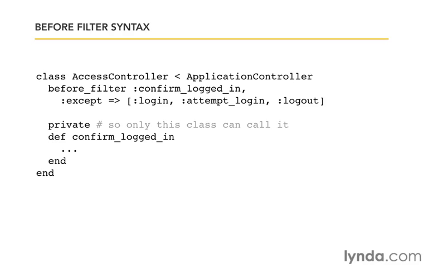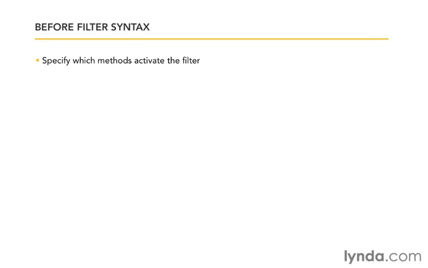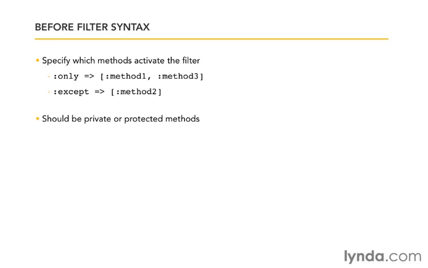It doesn't make a difference which way you declare it. Notice also that I'm making use of Ruby's private to make all the methods that are below private so that only this class can call them. That's especially important to do in our controllers because otherwise this becomes an action that the user could access from the URL of their browser, and we don't want that. This is just a method that we'll be using internally inside the access controller. So as I said, we can specify which methods activate the filter with only and except, and we should make sure that all of our before filters are private or protected methods so that they can't be called as actions.